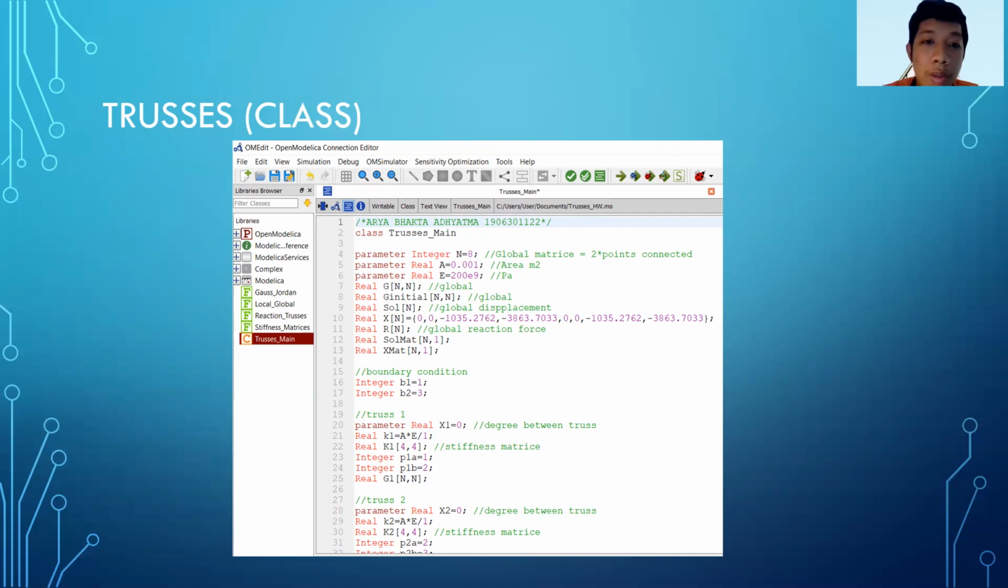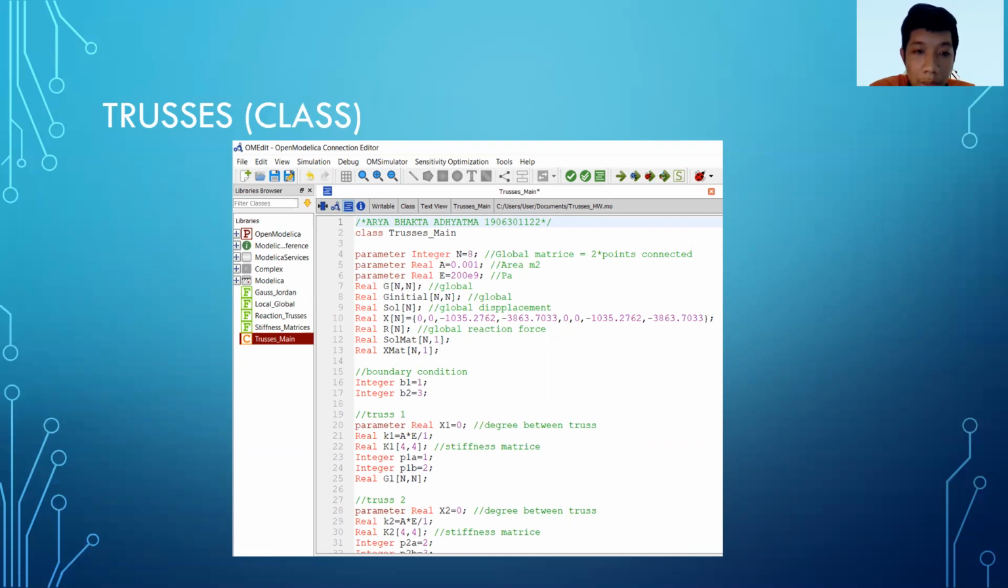So next we define the modulus of elasticity, the global matrix, the global initial matrix also, the solution of displacement, the global displacement. Next is the XN, the number, the global reaction force, and SOMAT and XMAT. Now we can do the boundary condition.